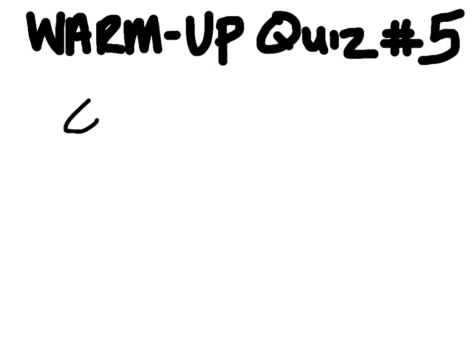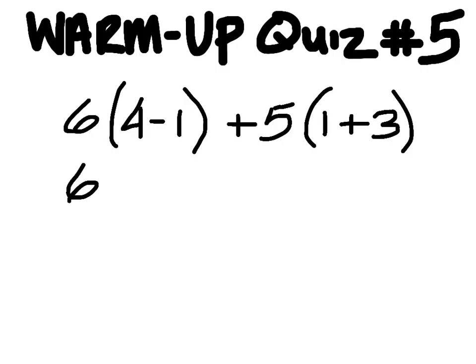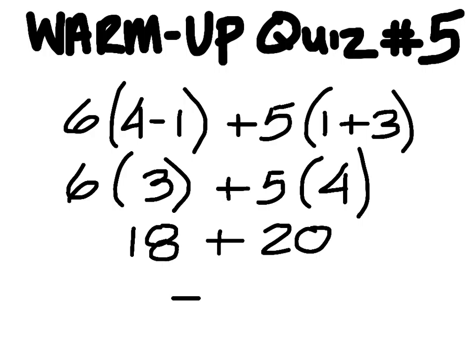Last one. Okay, parentheses first. 4 minus 1 is 3, and 1 plus 3 is 4. 6 times 3 is 18. 5 times 4 is 20. 38 is the answer.